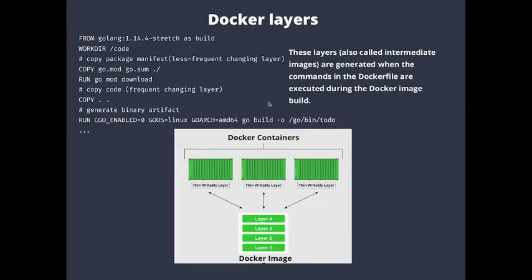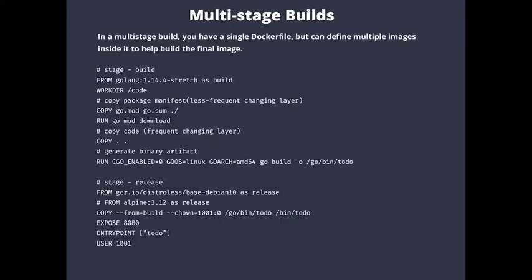Okay, so this was the Docker layer, and this Docker layer will simply reduce the build time. So Docker layer we simply use for reducing the build time. What about the size now? Okay, so we'll see multi-stage build. We have a single Dockerfile, but we define multiple base images to utilize.